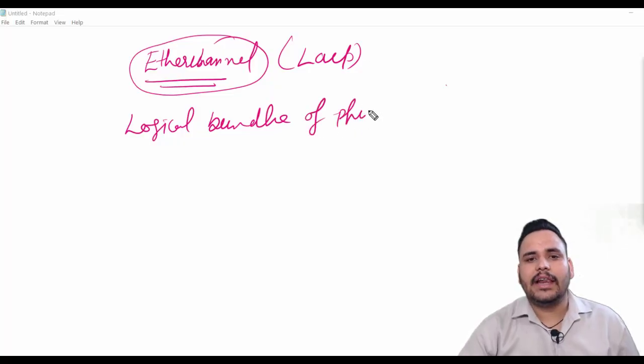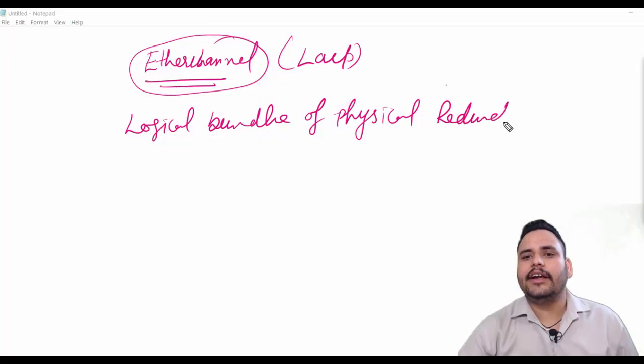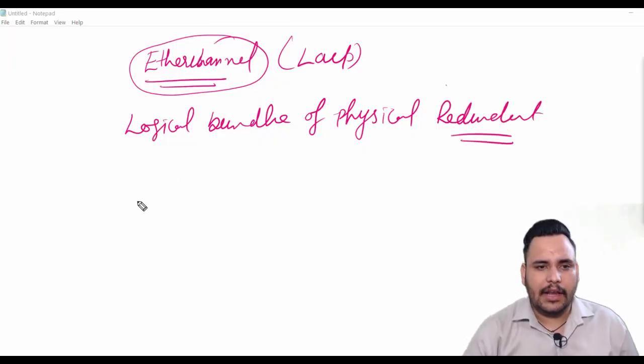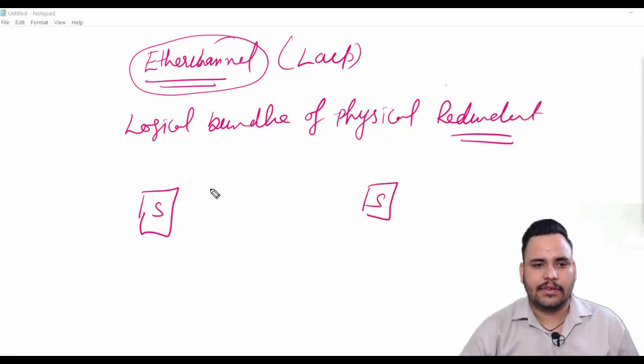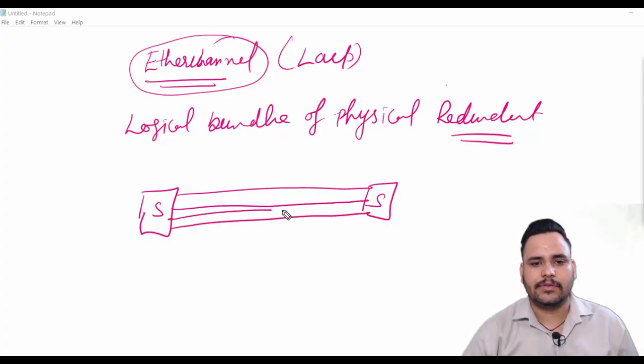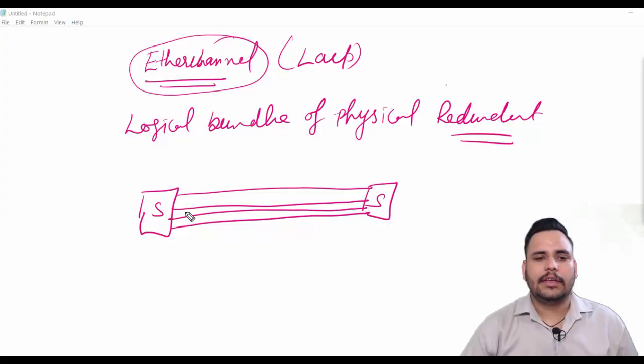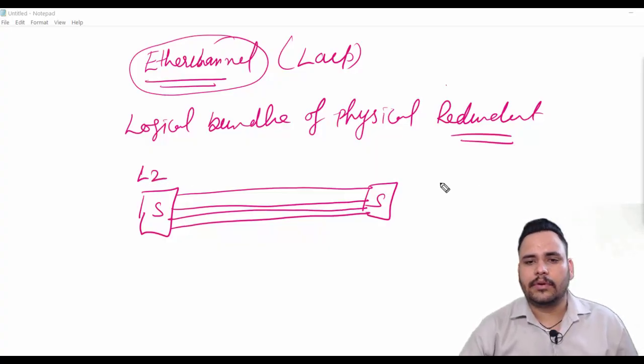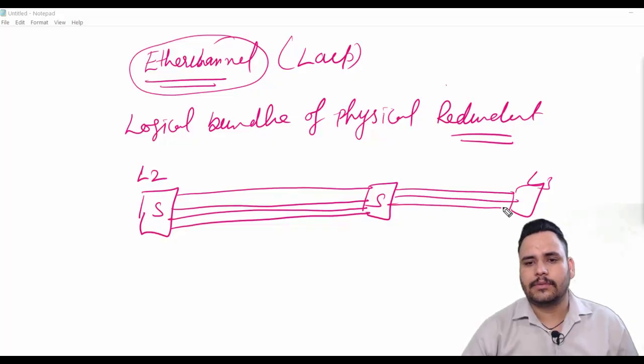of physical redundant links between switches. Redundant means duplicate links. For example, this is a switch, this is a switch, and the switches are connected like this. Redundant links between the switches are connected like 4 cables. It may be layer 2, it may be layer 3, so you can choose either.